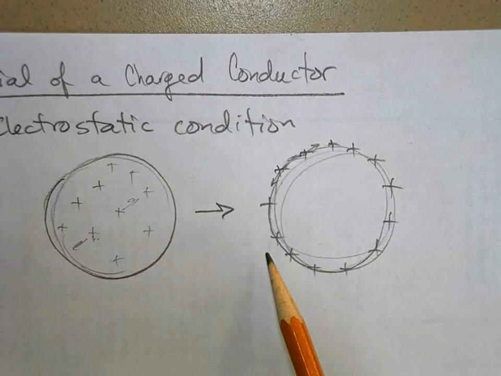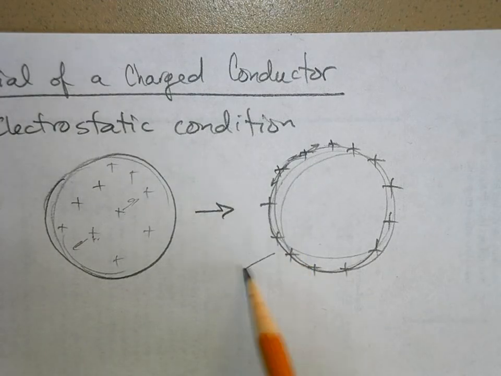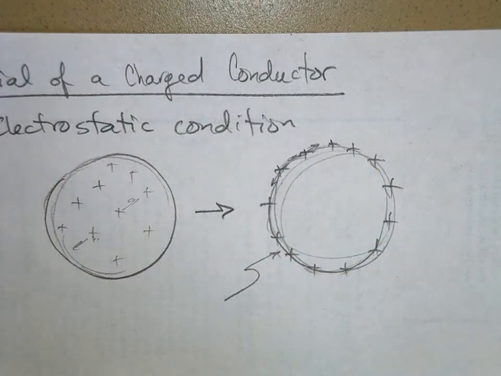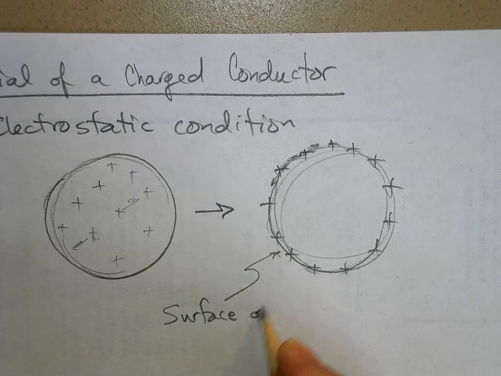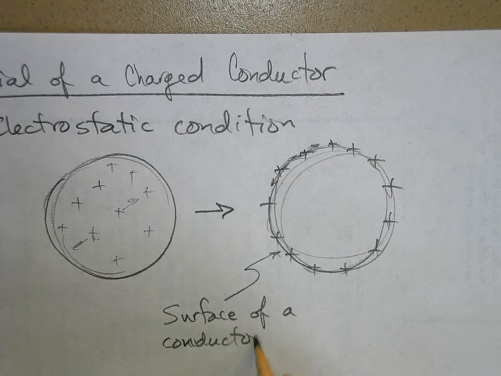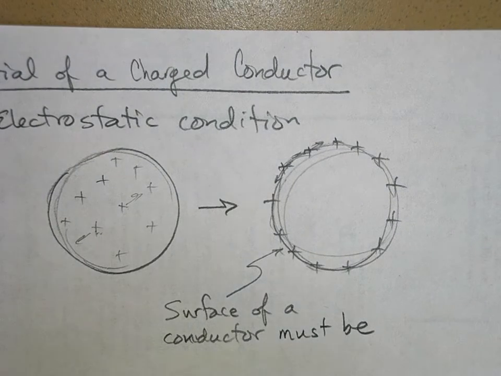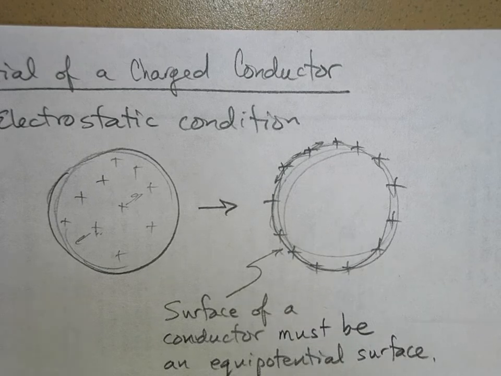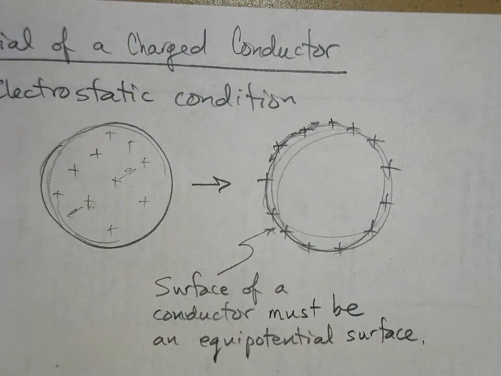you're going to have what we talked about before. This surface is all going to be at the same voltage. The surface of a conductor must be an equipotential surface. Now this, of course, is assuming that we have an electrostatic condition.